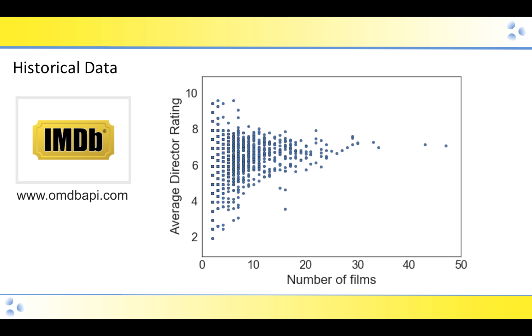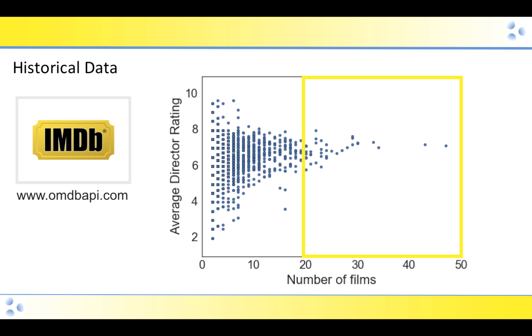I also look at the directors' ratings. This is the average director rating for all the films that the directors have made, and I only looked at directors that had at least 2 films on the IMDb. Looking at the number of films they make versus their rating, there is a little bit of correlation here, although directors tend to be pushing towards the mean with the more films that they make.